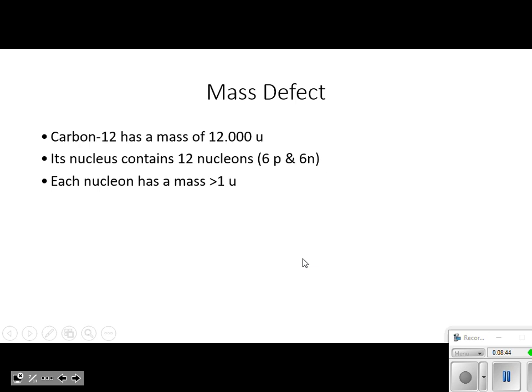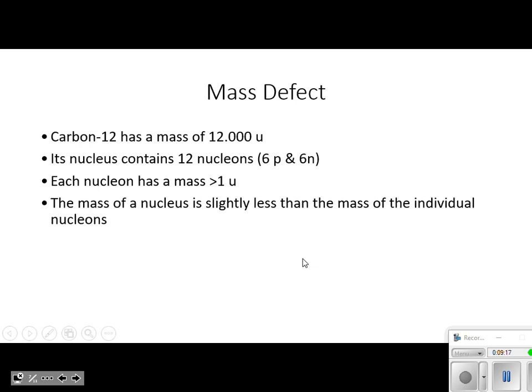Each nucleon has a mass that was greater than 1. If we pop back to that other slide, it was 1.00 something. Remember that slide? It was a little bit more AMUs. So, as I look at this, I know that each nucleon has a mass that's a little bit greater than 1. So the mass of a nucleus is slightly less than the mass of all the individual nucleons added together.